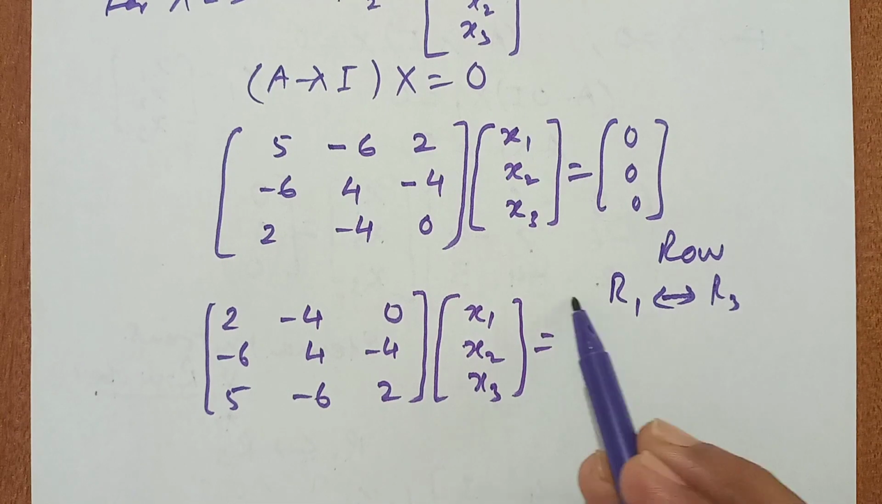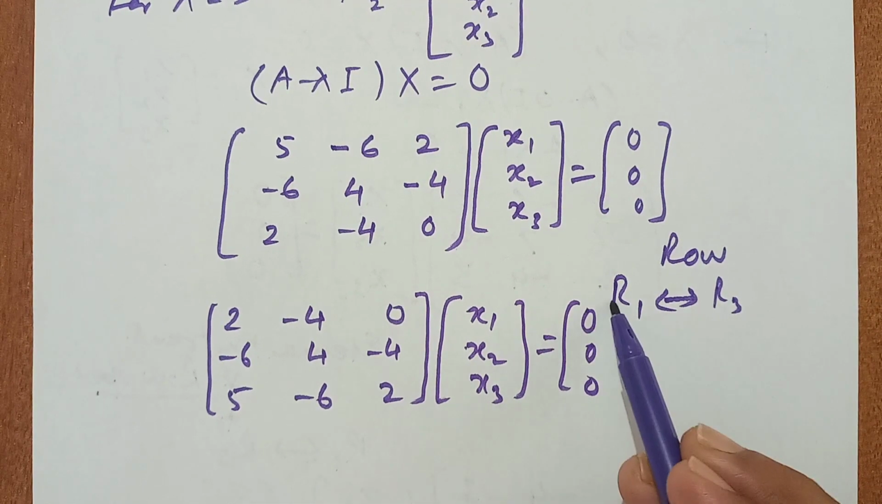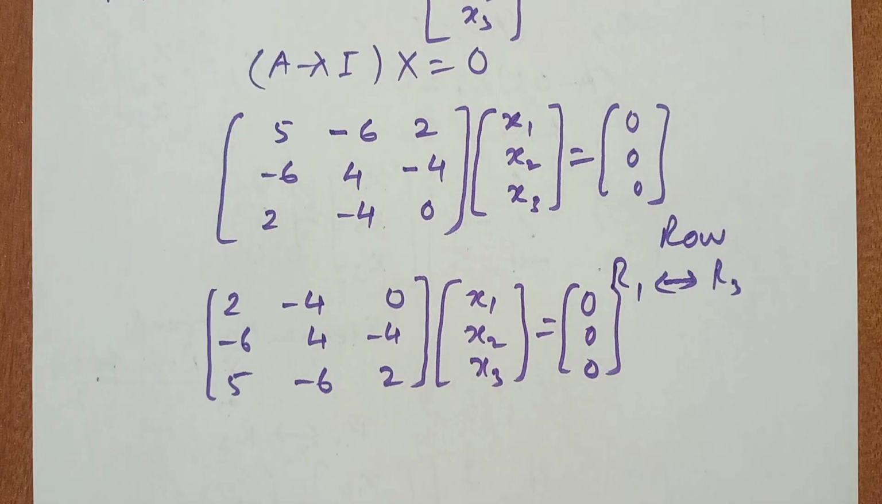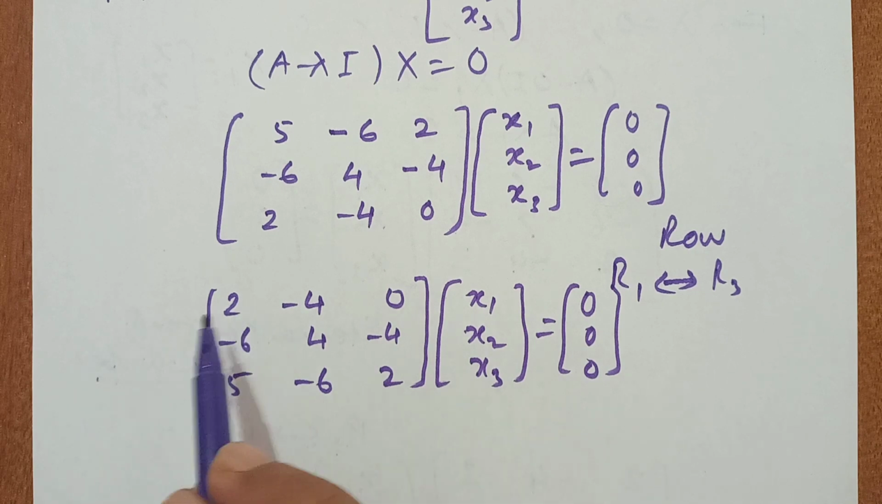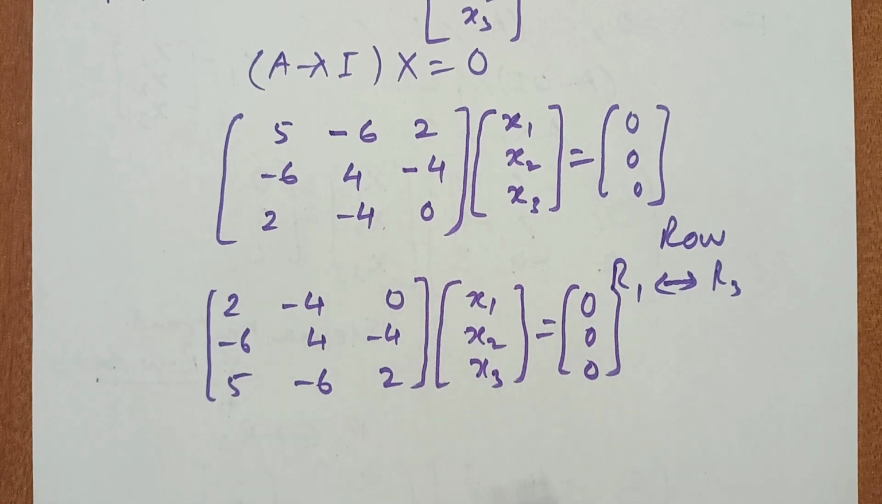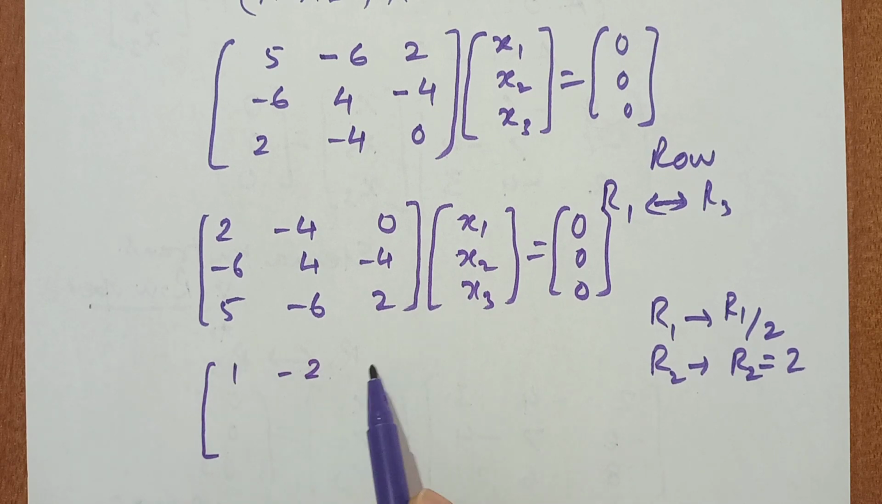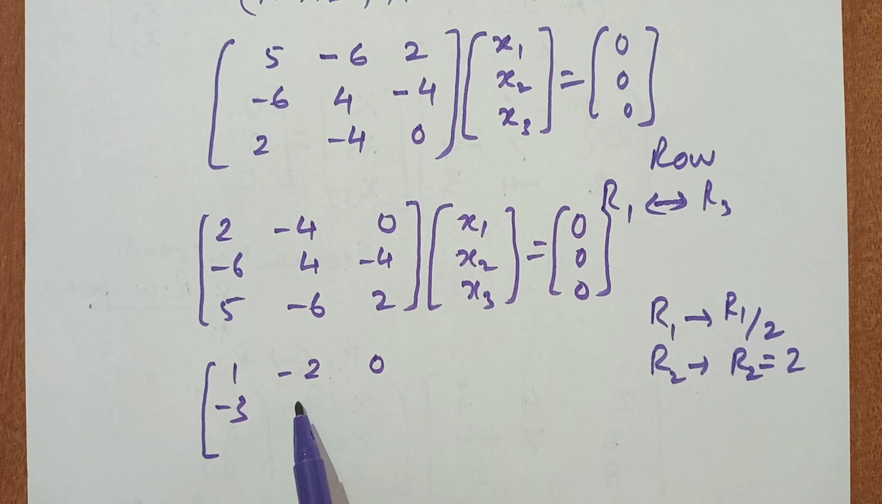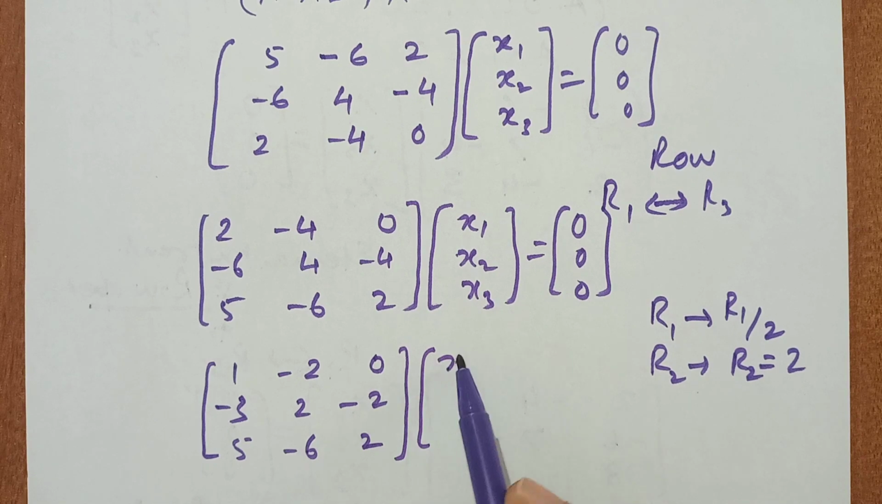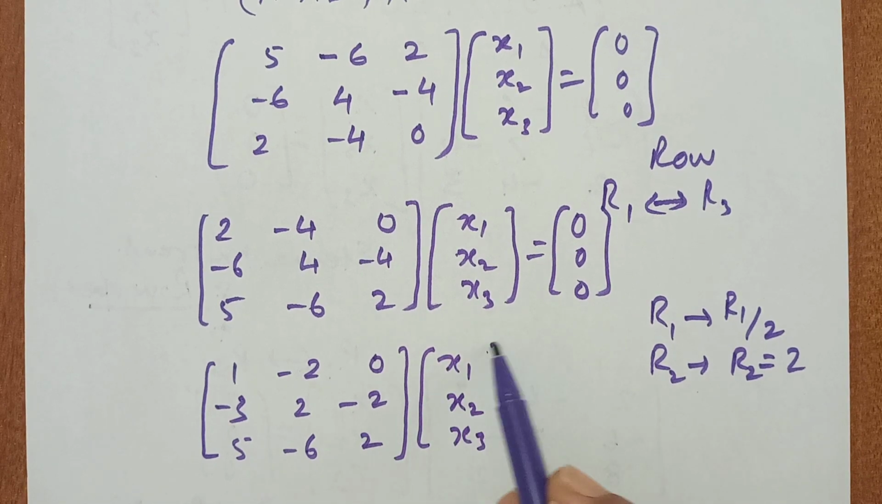For simplification, you can multiply or divide any number in a row, and only in a row. Here, this row is a multiple of 2 and this is also a multiple of 2. So R1 tends to R1 by 2, R2 tends to R2 by 2. So we get the simplified form of this matrix: 1 minus 2 0, minus 3 2 minus 2, 5 minus 6 2, times x1 x2 x3 equal to 0.